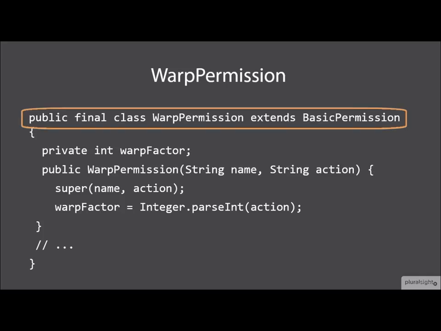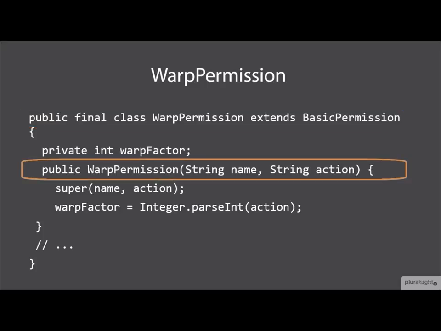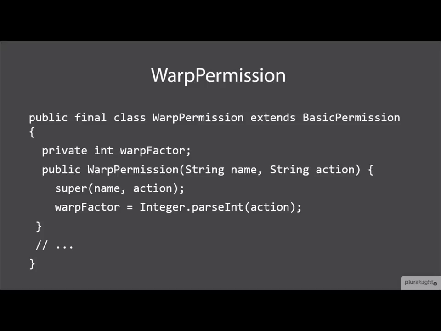Our permission class would look like this. So it'd be a class called WarpPermission. It would extend BasicPermission. And this is the 2-argument constructor. It has a name, which would be max warp, and the action. And the action in this case is the value to which we can warp at. So we can warp up to 9. If this is a file permission, then the name would be the name of the file that we're applying permission for, and the action would be one of read or write.